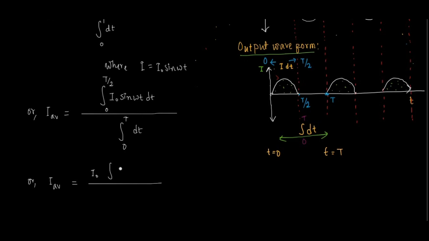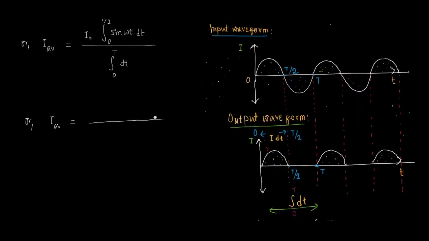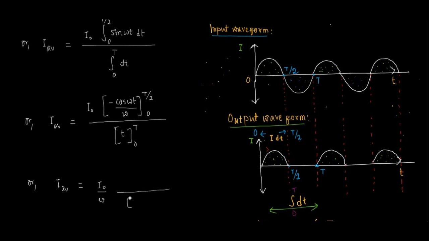Or, IAV equal to I0 integration sin omega t dt from 0 to capital T by 2, whole divided by integration dt from 0 to T. Or, IAV is equal to I0 under third bracket minus cos omega t divided by omega, bracket close, 0 to capital T by 2, divided by integration small t from 0 to capital T.